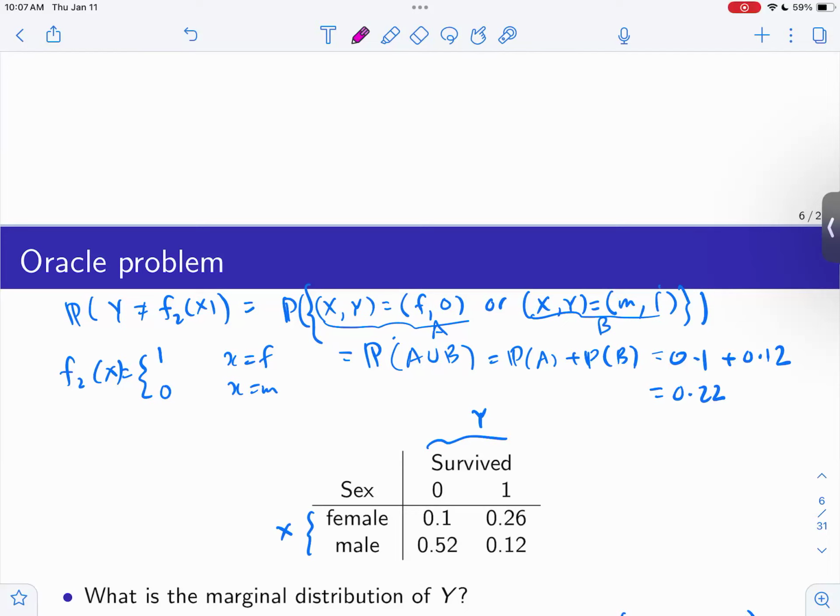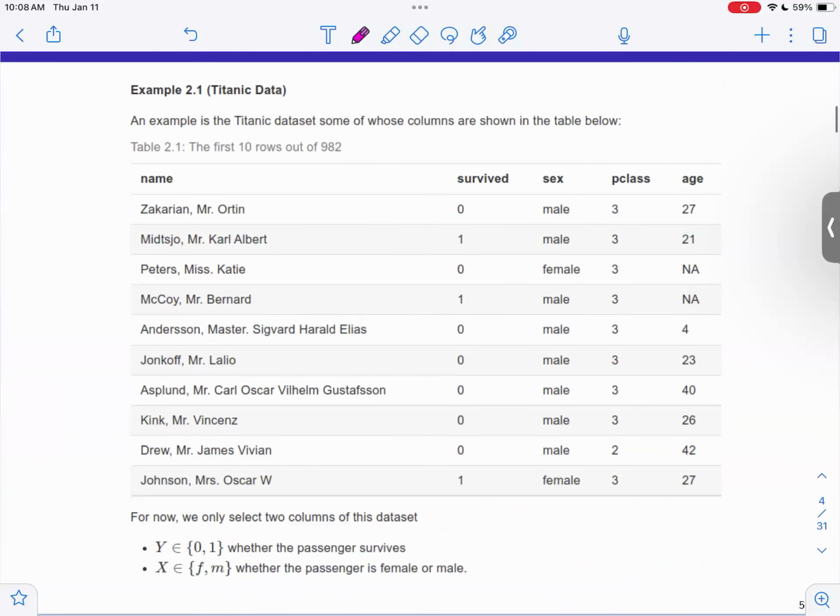There is a population level, but I can approximate it by the frequentist interpretation of probability. So what is the probability that X is female and they survive? In practice, it's close to how many females in the sample actually survive. Look at all the samples here, for example, 982, and look at all the pairs that have these two values, survive and female. You count how many of those cases, divided by the total number. That gives you an estimate, right?